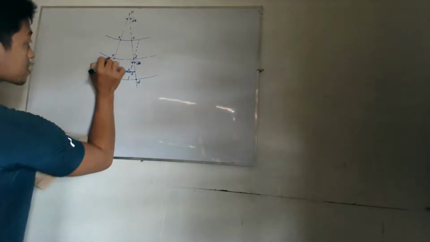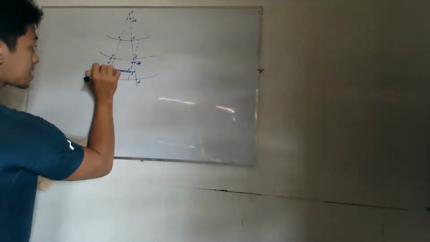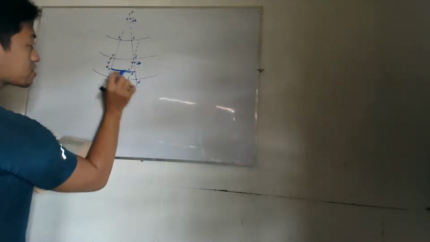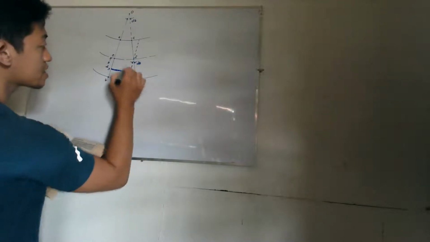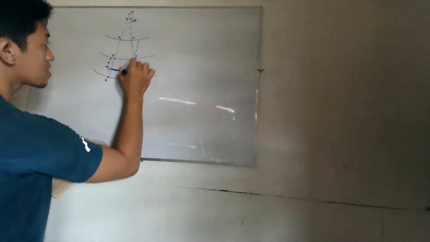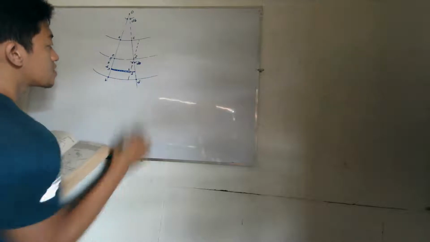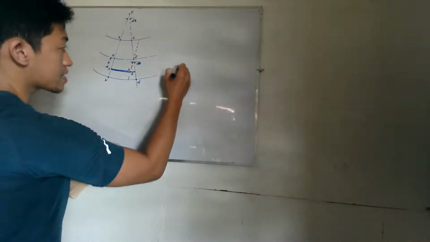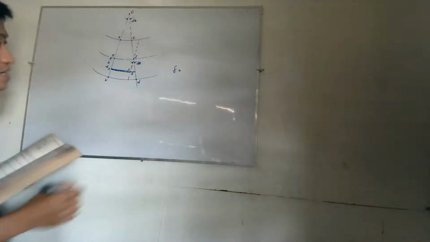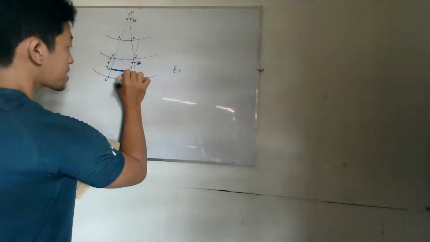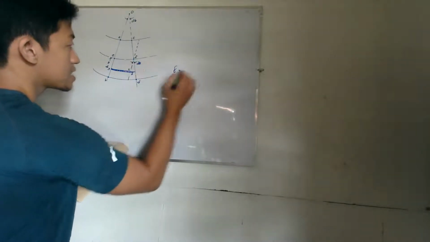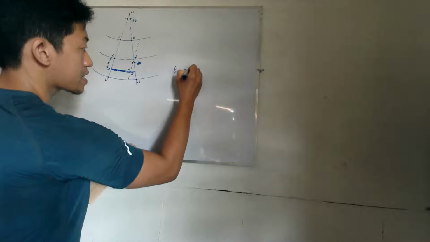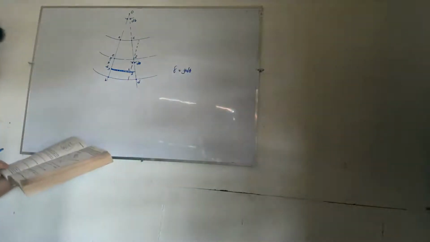Based on the figure, y is the length of this. This is y, right? This length. So therefore, your elongation will be the arc length, which is y times d theta. Okay?